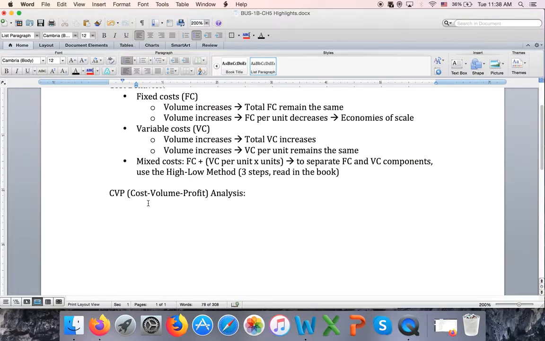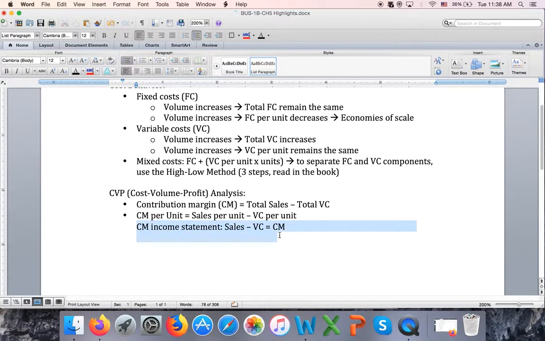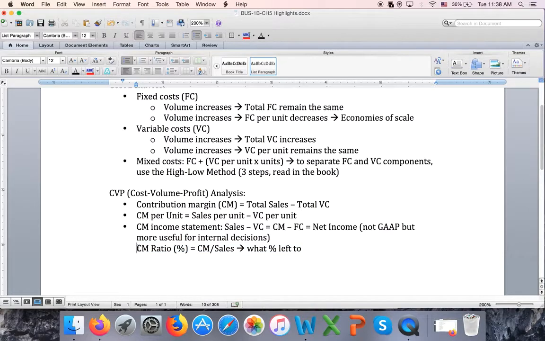The first concept with the first 4 formulas is contribution margin. So let me open this up. So contribution margin right here. So contribution margin is simply the difference between sales and variable cost. So what is left after we pay for variable cost? How much money is left to pay for fixed cost and then to keep profit? Contribution margin, again, is the difference between sales and variable cost.